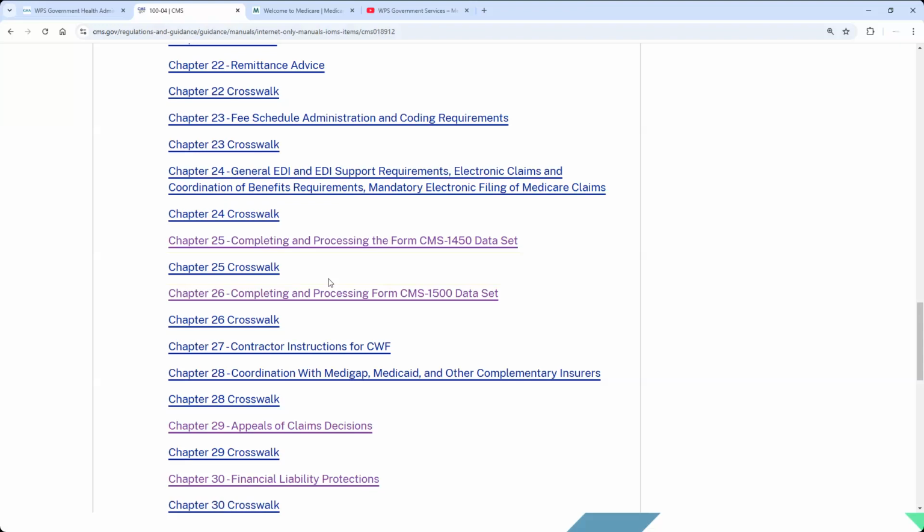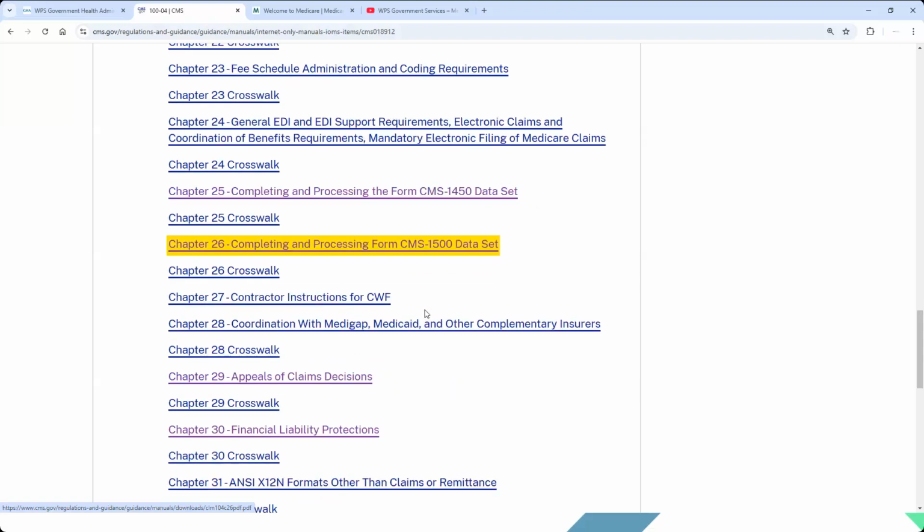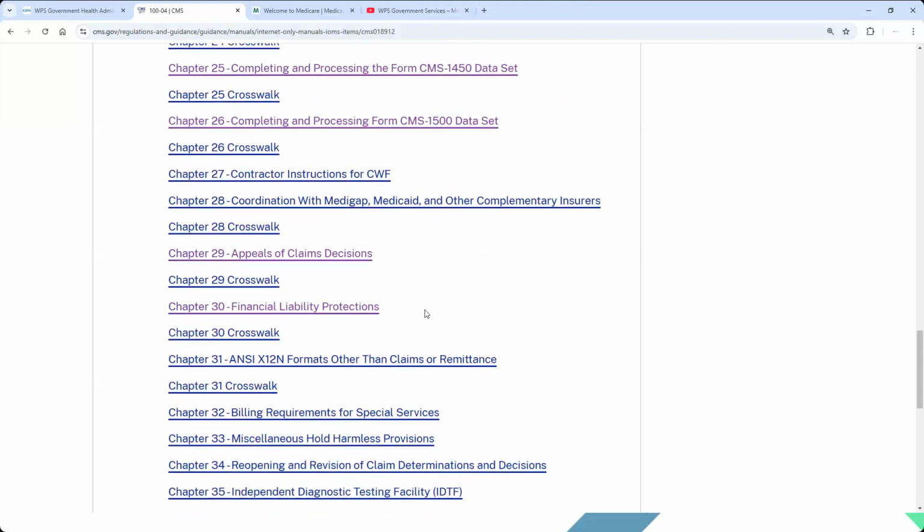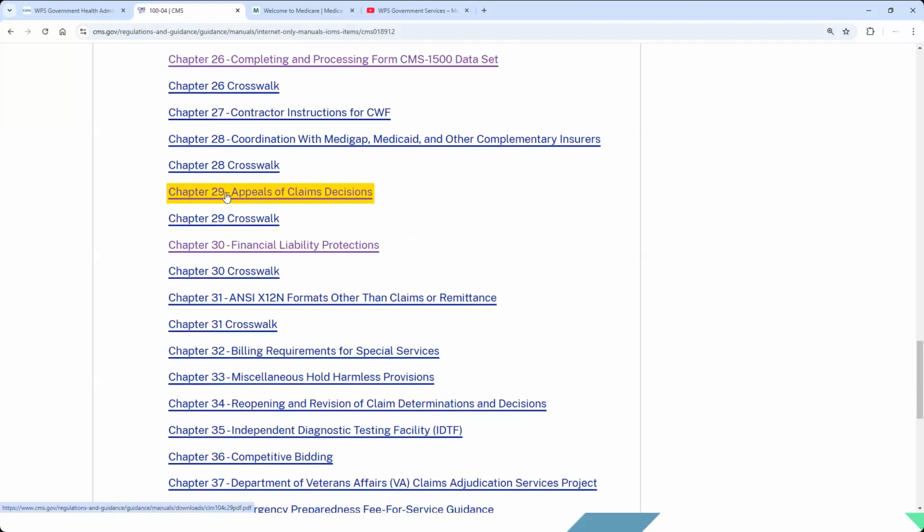Sometimes it's even going to tell you this is a conditional field. So if you have a primary payer, we need these filled out. But if we don't have a primary payer, don't do anything with those fields. Those are the types of things you're going to find within this one. So it's really important that you understand that. Another one that I was asked on in particular is Chapter 29, and it talks about the appeals of claims decisions.